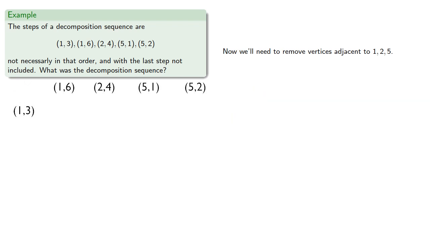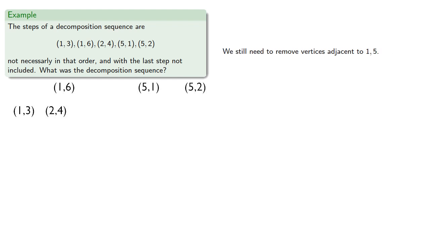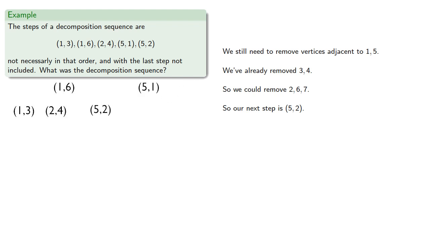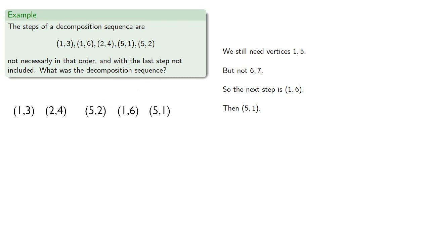Now we need to remove vertices adjacent to 1, 2, and 5, so again we can't remove them yet. 4 is the lowest numbered vertex we can remove, so our next step must be 2, 4. We still need to remove vertices adjacent to 1 and 5. We've already removed 3 and 4, so the vertices left are 2, 6, and 7. So our next step is 5, 2. We still need vertices 1 and 5, but not 6 and 7. So the next step is 1, 6, then 5, 1. And this leaves vertices 5 and 7, so our last step was 7, 5.